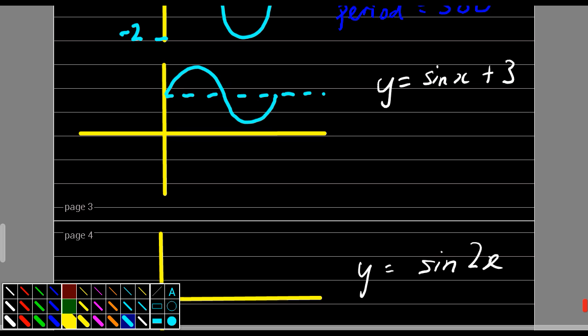So what is this point? At first is 0, now become 3. At first is 1, now become 4 already, right? At first is -1, now I plus 3, here become -1 plus 3 become 2, right? So I have this point.